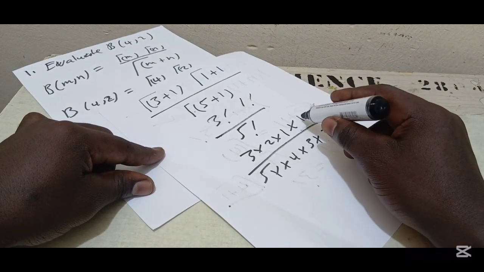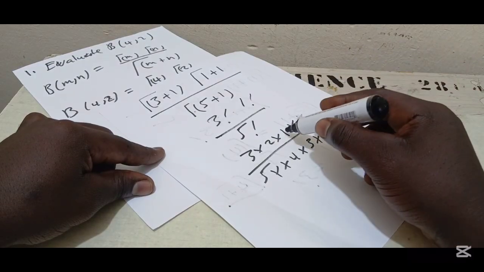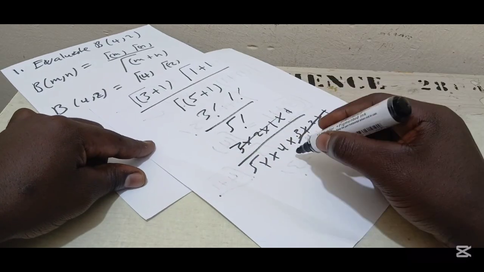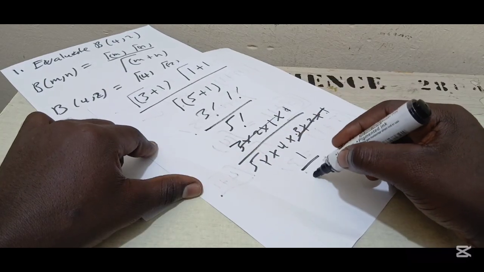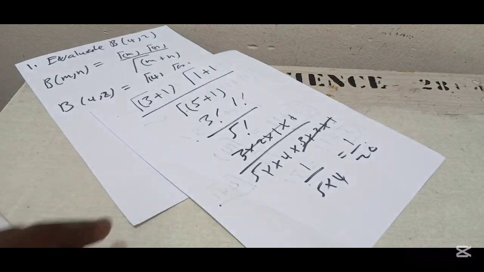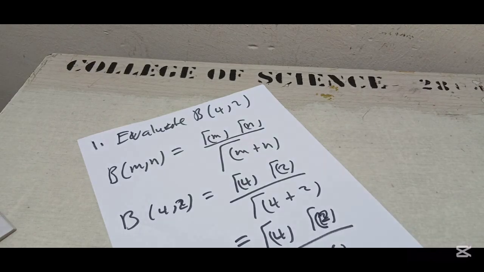You could see that you can just ignore one of these ones. And 1, 2, 3, 1, 2, 3, you can just cancel these here. So this is just going to be 1 over 5 by 4, which is the same as 1 on 20. So that is the value for beta 4, 2.